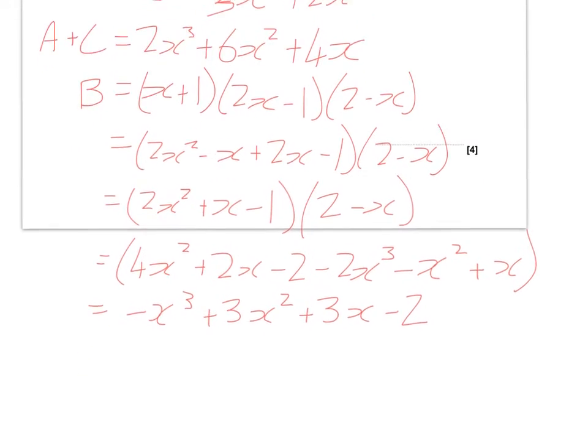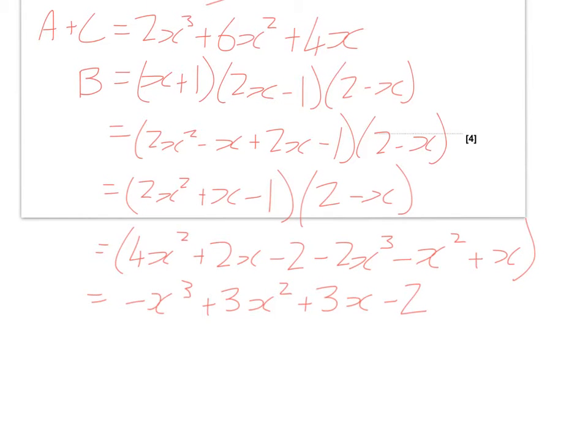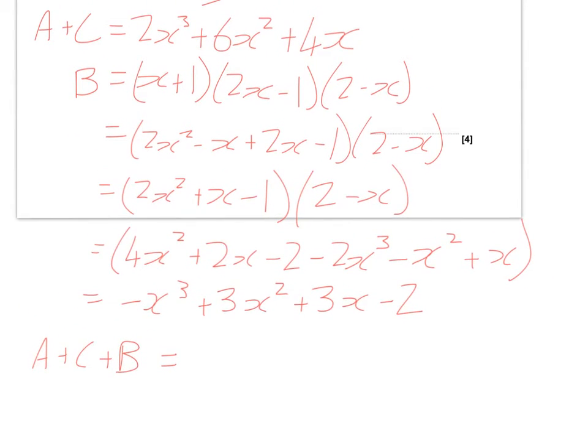Right, now I need to do a plus c plus b. So a plus c, looking at this bit up here, and this bit down here. Oops, I forgot to put my 2 across there. That's quite important, because now I should cancel out 2x cubed and negative 2x cubed. Add them together, gives me nothing. My x cubes disappear. My x squared, I've got 6x squared and 3x squared. That would be 9x squared.